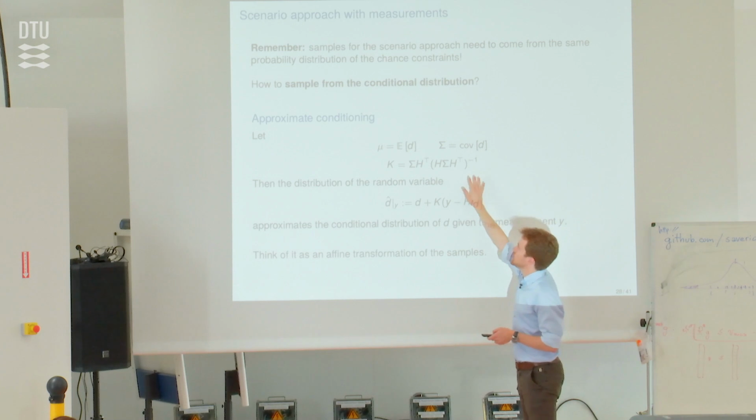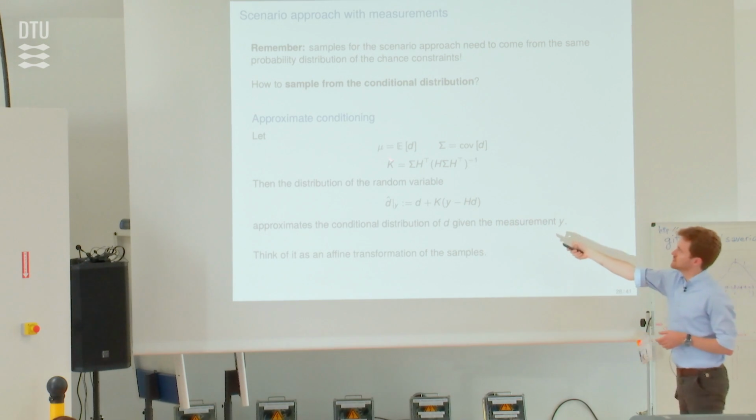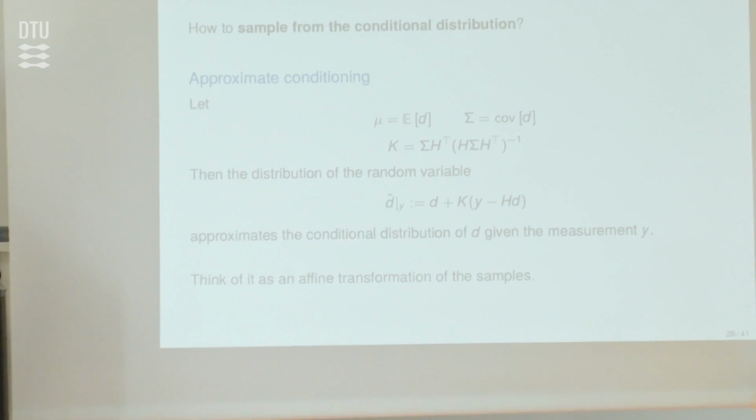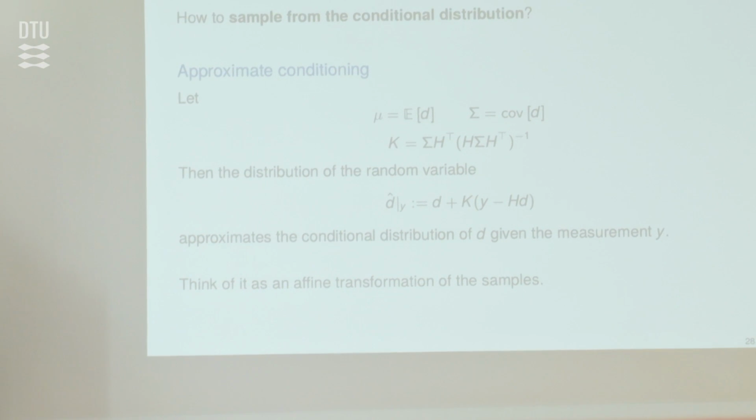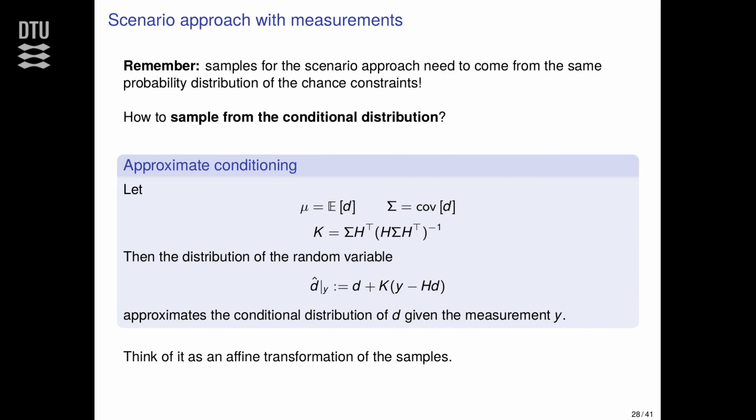I define 3 objects. One is the expectation of the demands. Easy, right? You take the average from the past. Another one is the covariance. Easy, you just use the cov command in MATLAB, it gives you the matrix, right? And then you have a K matrix, which is a combination of the covariance and the measurement matrix H, okay, as it is.